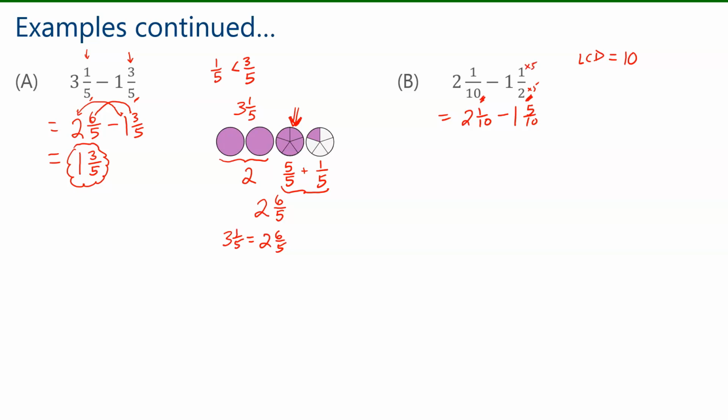Now I can compare my two proper fractions. I look at the 1/10 and the 5/10. And we know that 1/10 is definitely less than 5/10. Hence, we're in situation B again.